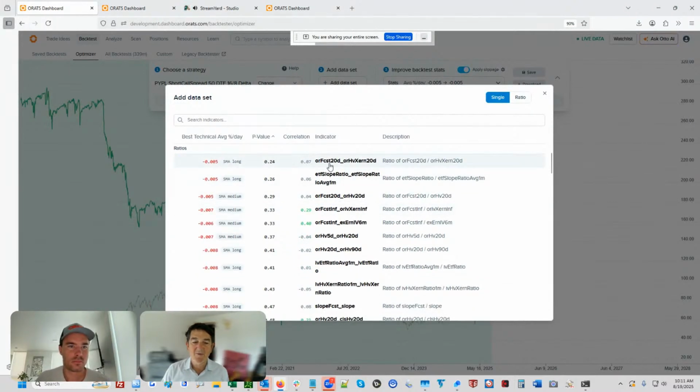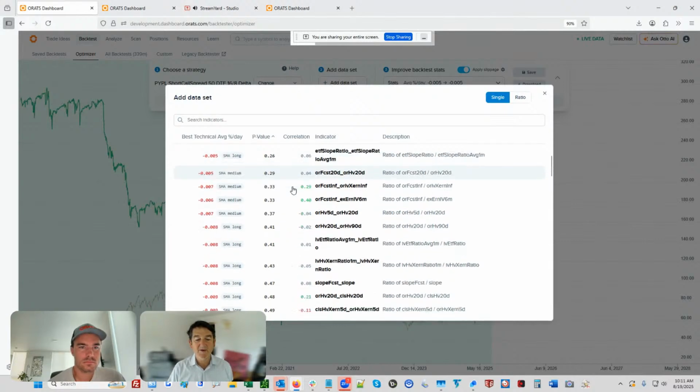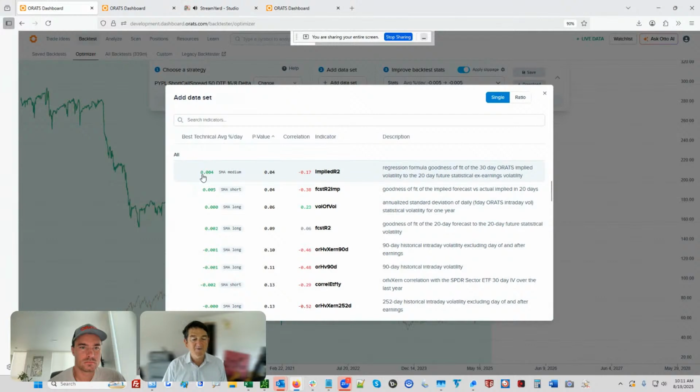So this ratio is one of my favorites because it uses our forecast, but it doesn't really improve the daily return. If you recall, the daily return is negative 0.005 anyway. So even though this would cut things down, it doesn't really improve the results. You can start to see if it's in green, that means it does improve the results. And this improves the results quite a bit.